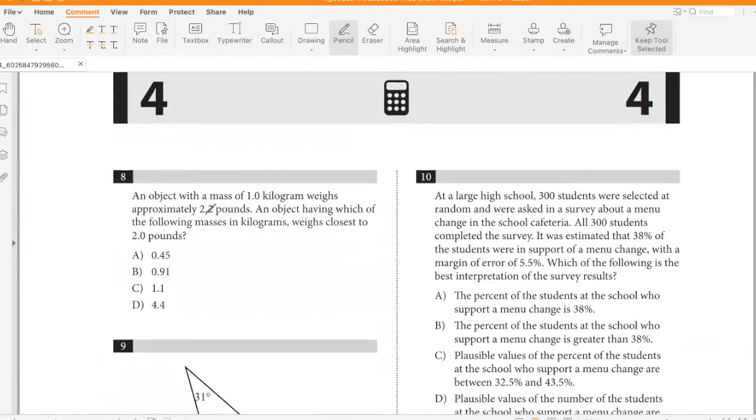An object with a mass of 1 kg weighs 2.2 pounds. An object having which of the following masses weighs closest to 2 pounds? Okay, so 1 by 2.2 is x by 2. So x is 2 by 2.2, which is 1 by 1.1. So this will be a little less than 1, right? So that would be 0.91.